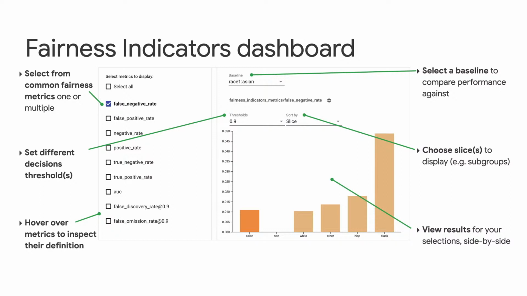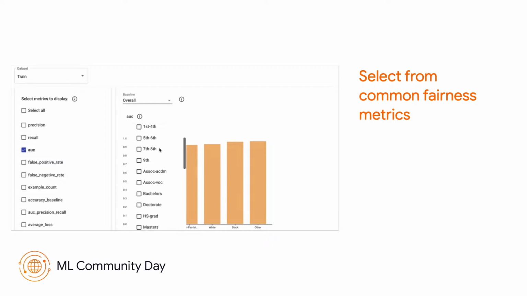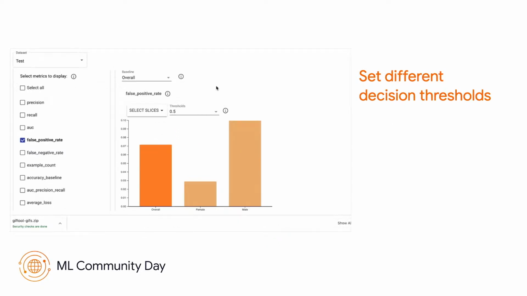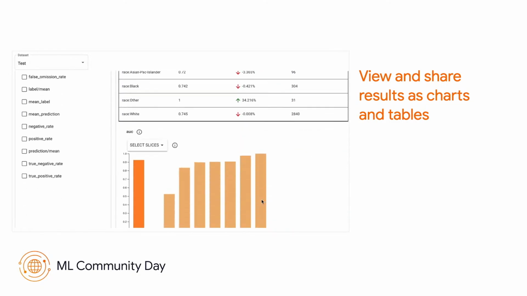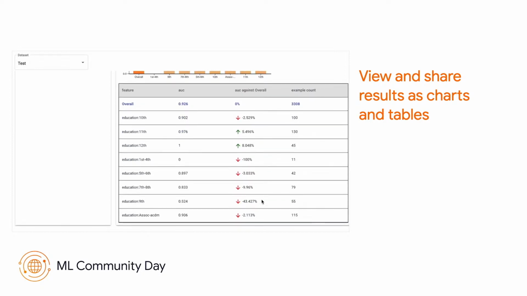Second, Fairness Indicators provides an interactive UI and dashboard for exploring and sharing the results of your analyses with others. Here is a snapshot of the Fairness Indicators dashboard. Within the dashboard, you can select one or multiple fairness metrics, select which slices or subgroups you want to review, set different decision thresholds, and review and share output as charts and tables. Lastly, Fairness Indicators is scalable and flexible. It can be run as part of TFX's Evaluator component, as a TensorBoard plugin, or as standalone binaries. It also supports both TensorFlow and non-TensorFlow models.